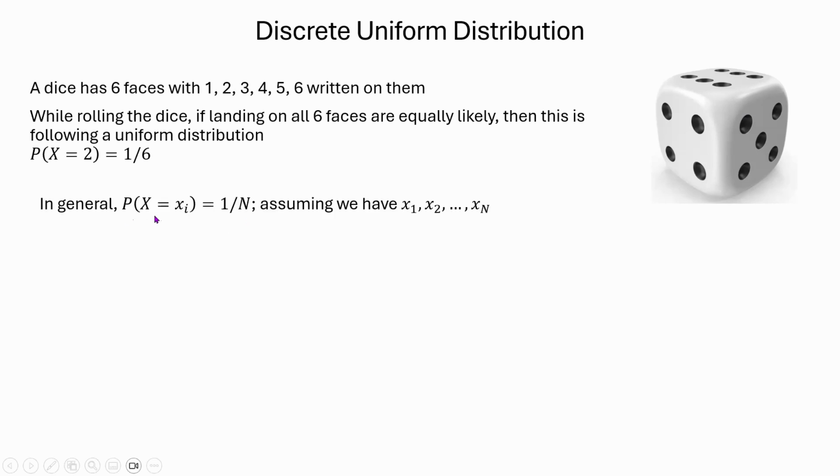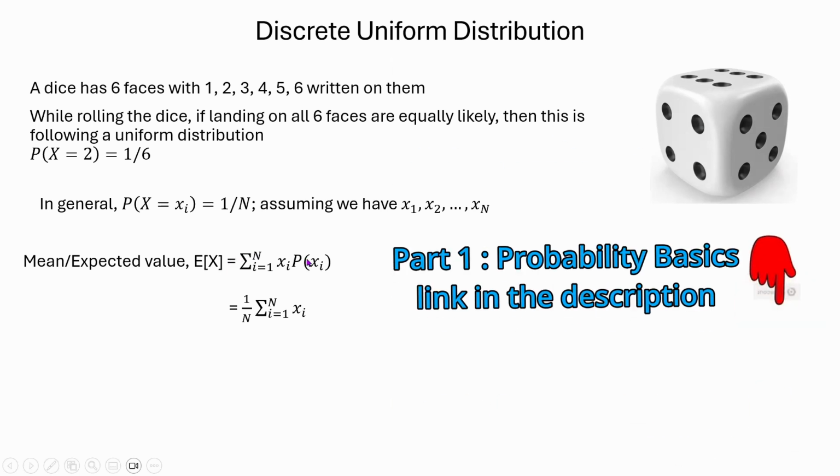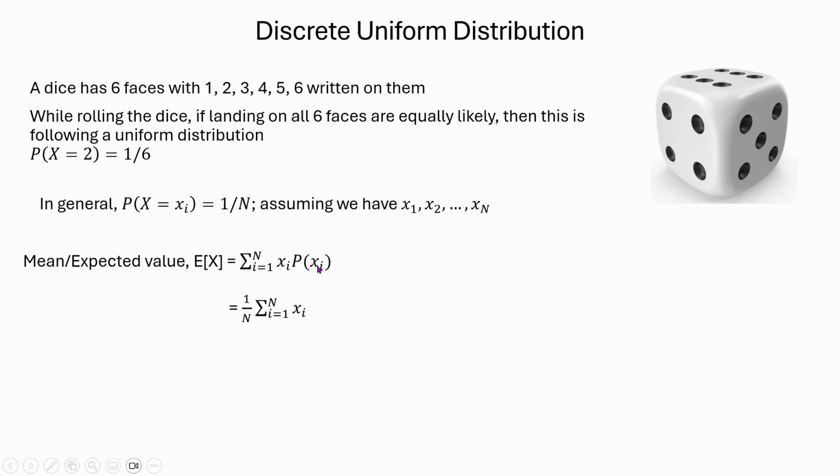The probability mass function for this is very simple. It is simply 1 by n, n being 6 right here. The expected value calculation is also very simple. This is the formula that we derived in the previous lecture, so feel free to check that out. If we do the math, because p(xi) equals 1 by n for all the xi's, this is nothing but the average. If you take the average of these values, then you are going to get the expected value for this distribution.